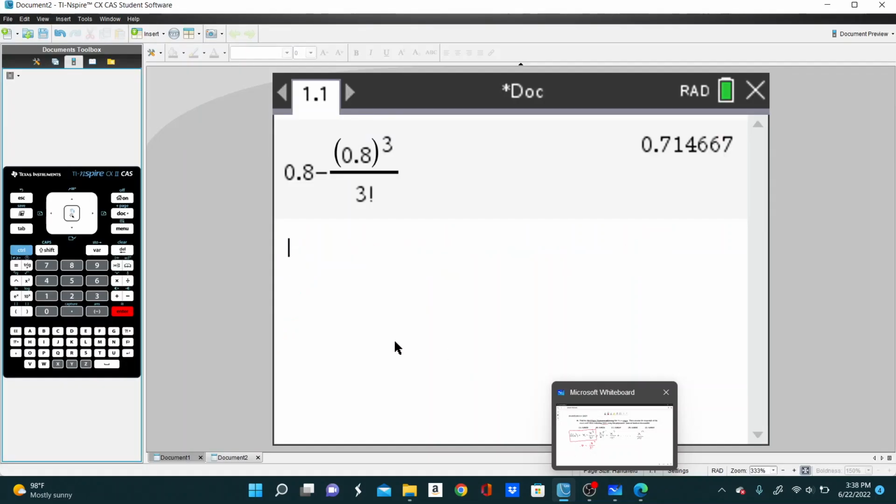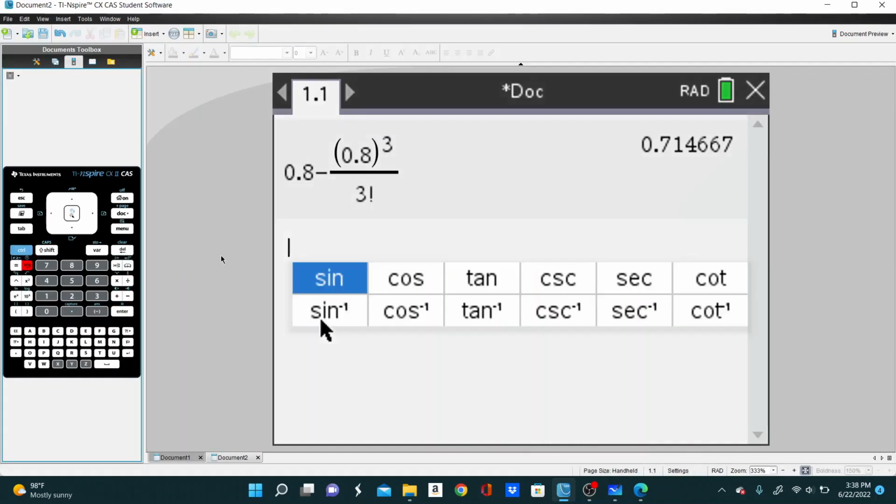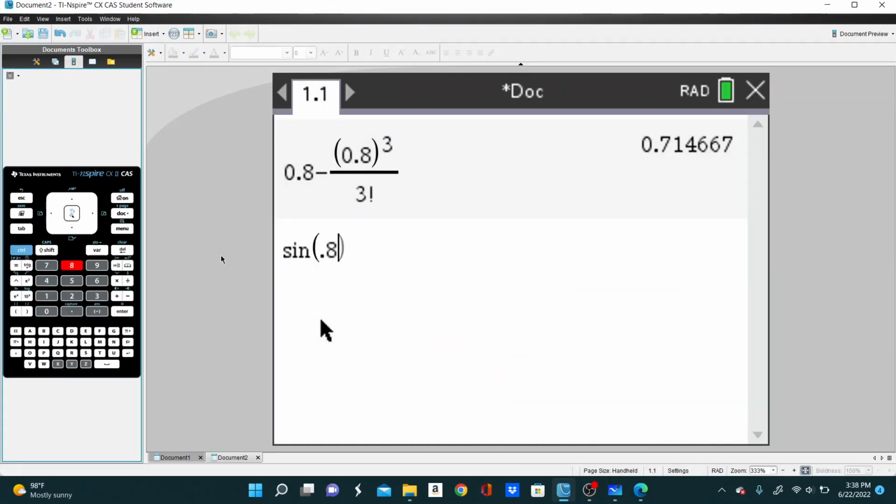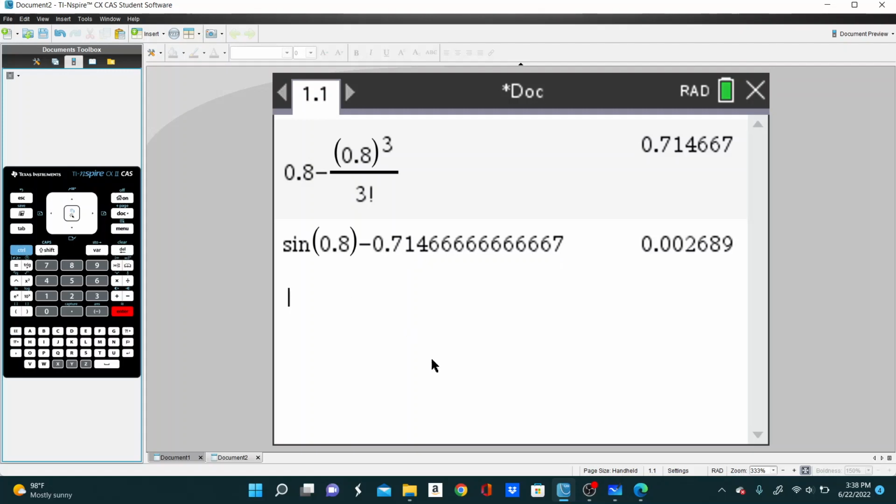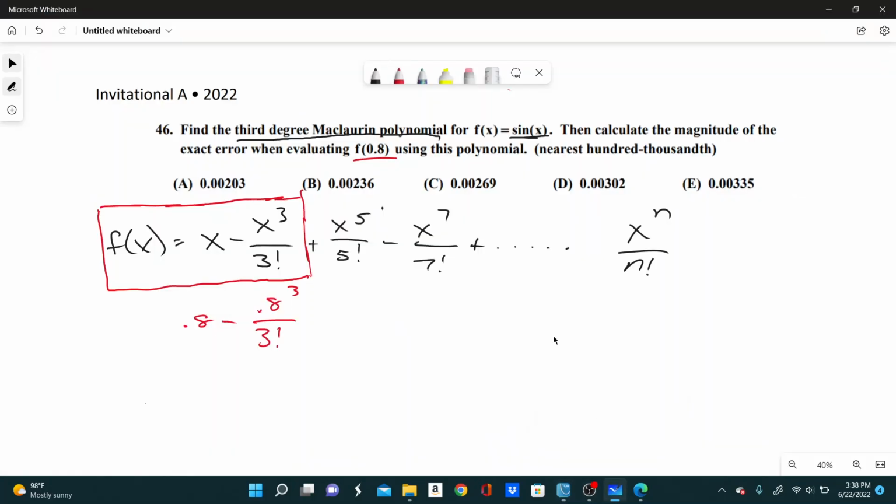What the problem is asking for is the error whenever you approximate sine of 0.8 like this. So I find the sine of 0.8, and then subtract out my approximated value, and this should give me the error. So the error looks like it's 0.00269. And that is answer choice C.